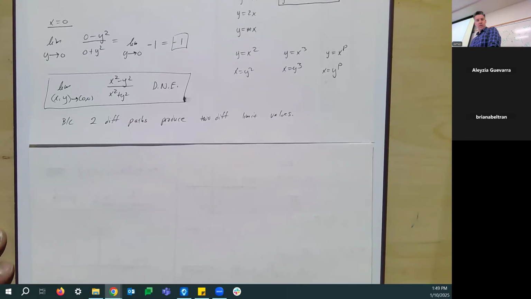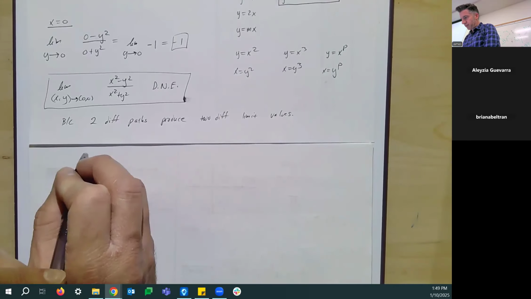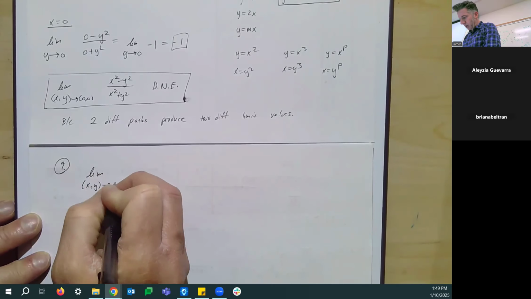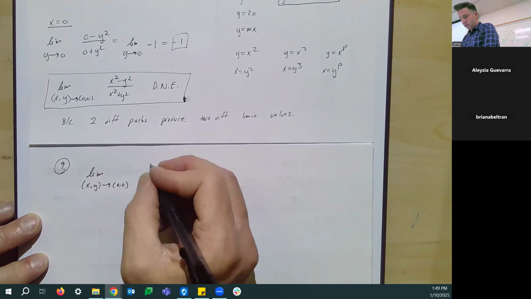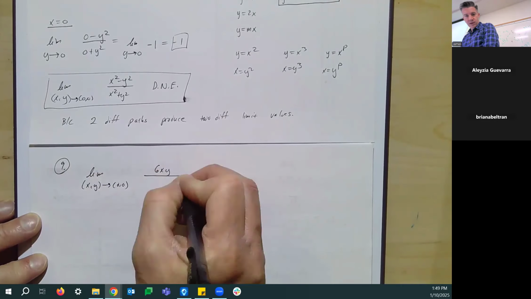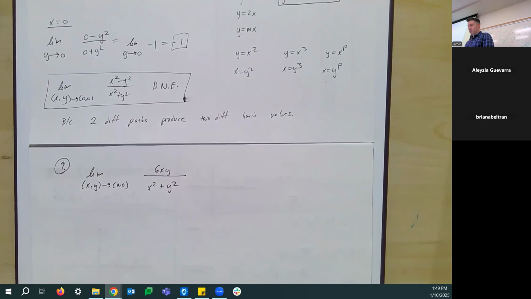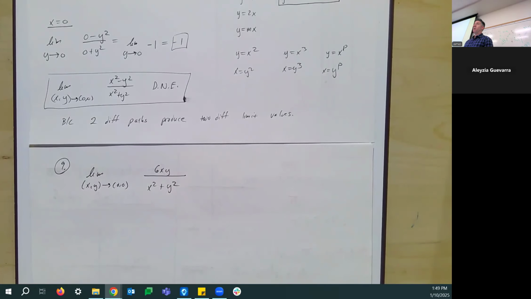So let's look at another example. Let's look at the limit as x comma y approaches 0 comma 0 of 6xy over x squared plus y squared. You should at least mentally check. You don't necessarily have to write it down. If I plug in 0 for x and 0 for y, do I get a real number or do I get something that's indeterminate? Here we get 0 divided by 0 if we plug in the 0, so we can move on to checking different paths.